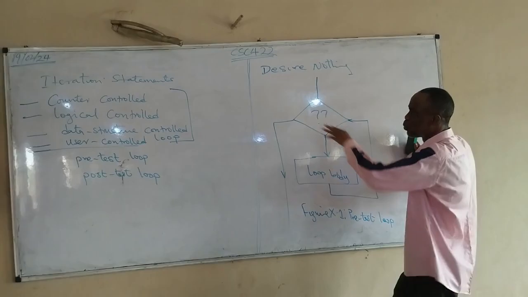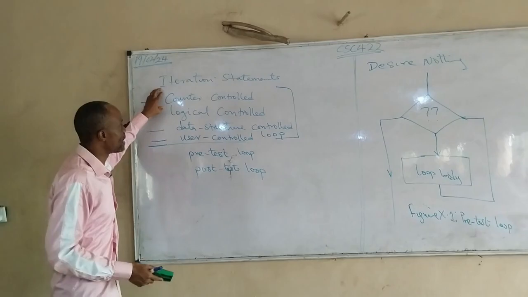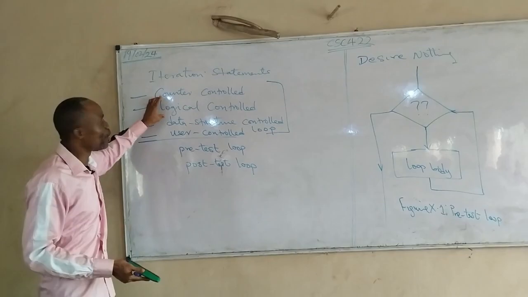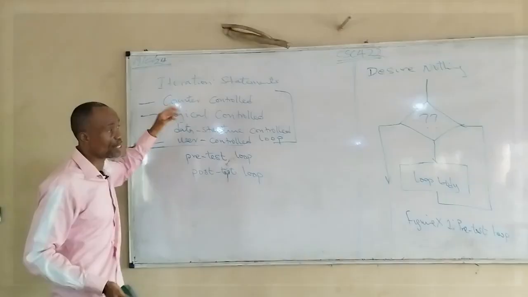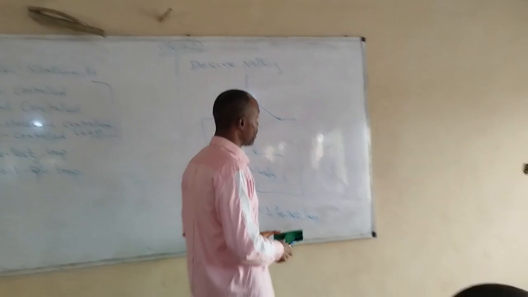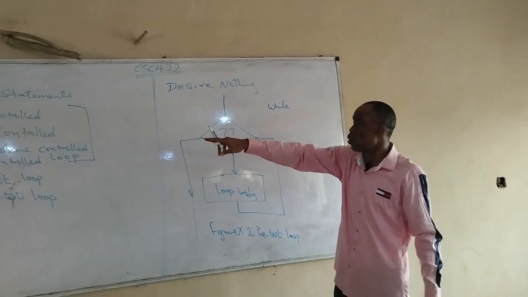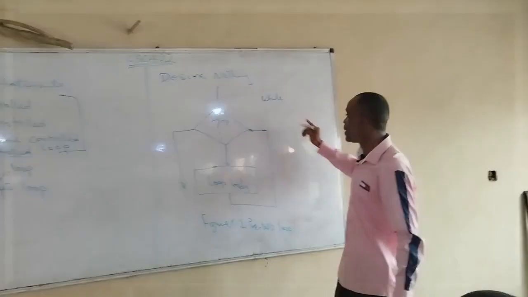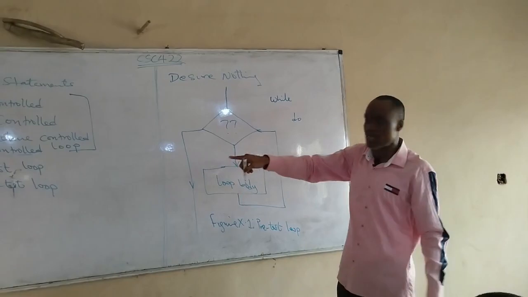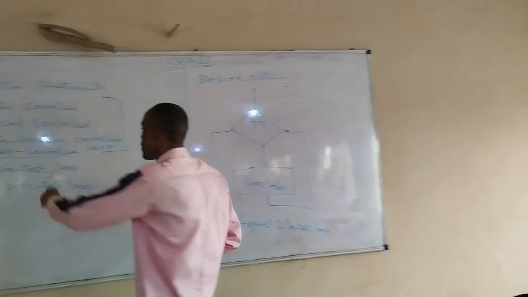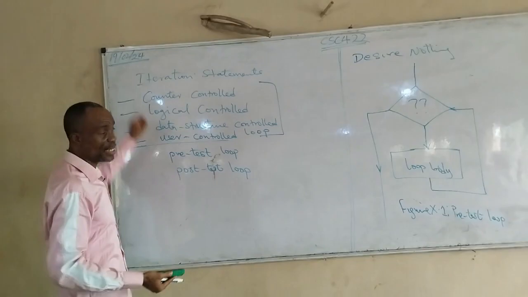Now, you will see that this one can be pretest. Most counter control loops are pretest. Logical loops can be pretest or posttest. That's why you have statements like the while statement. In most C-based languages, they are logical control loops, but they are pretest, because you say while condition, and so on. Then the do-while is the posttest equivalent, but it is not logical. So what I'm saying is that a statement can be pretest and yet be logical, or it can be posttest and yet be logical.